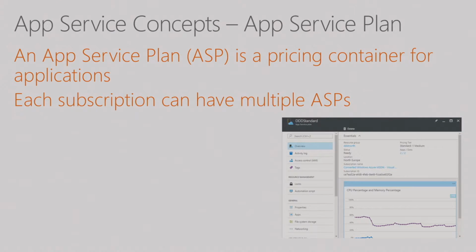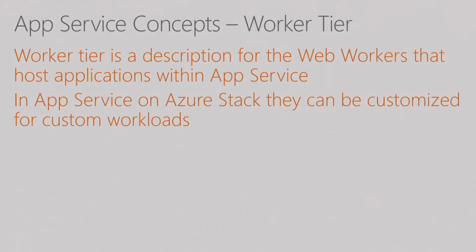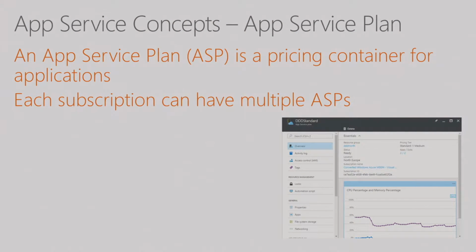So some core App Service concepts. An app service plan is a pricing container for applications, and each subscription can have multiple ASPs. The idea behind this is an app service plan represents a set of features and capacities that you can share across multiple apps. Today in public Azure, we have 5 pricing tiers. So we have free, shared, basic, standard, and premium. And each one has its own capabilities. And an app service plan is made up of those capabilities. If your plan is configured to use 2 small instances in the standard service tier, that is encapsulated in your app service plan.